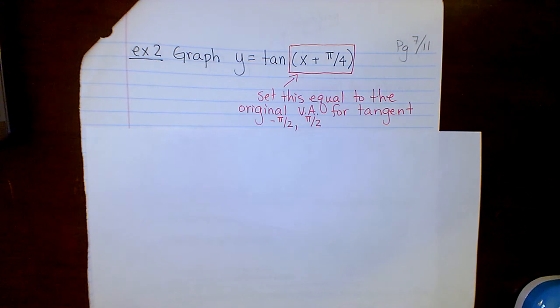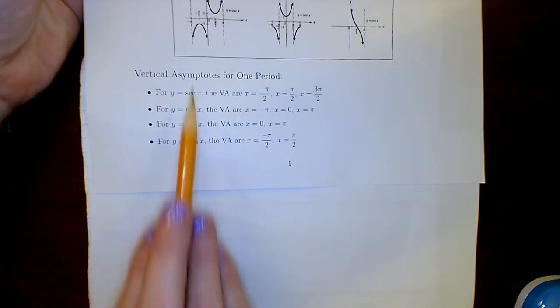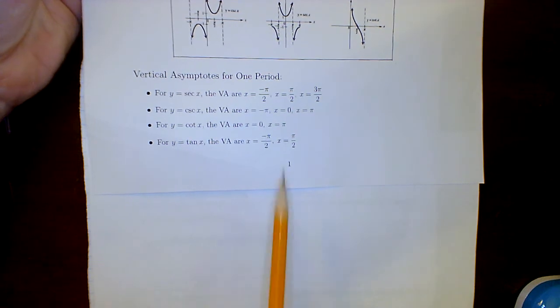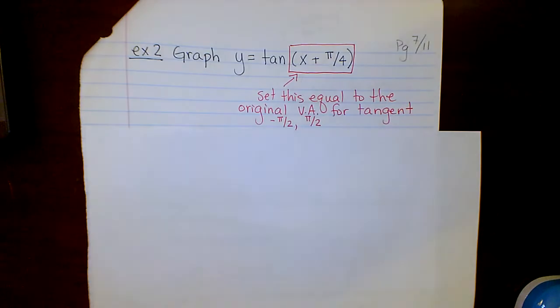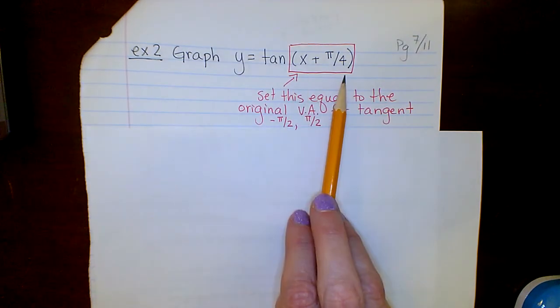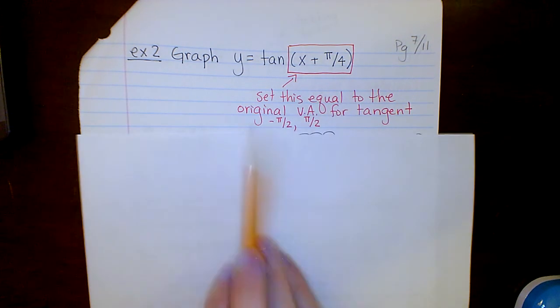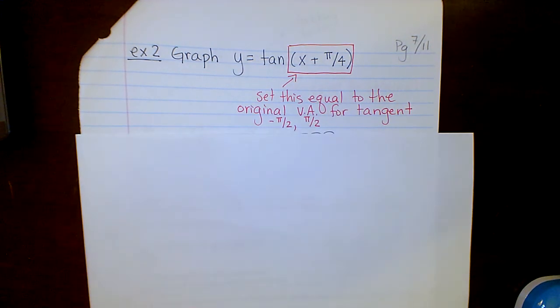So picking up where we left off, example 2, we're going to graph tangent of the quantity x plus pi over 4. So with these, it's a little bit easier to graph them using asymptotes. Right? So on your formula sheet, remember how I gave you the vertical asymptotes for one period of each of the functions as a guide to use. So if we take this argument of the tangent function, that's the thing you're taking the tangent of, and we set this equal to the original vertical asymptotes of negative pi over 2 and pi over 2, we will find the new asymptotes.